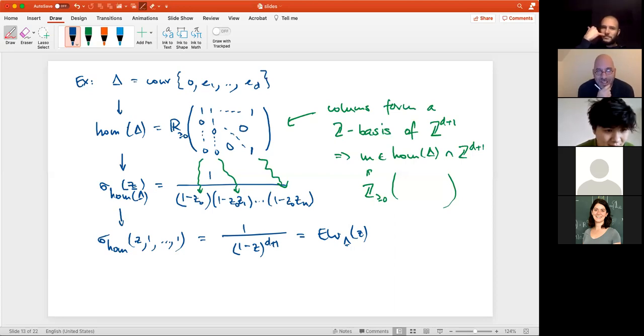Are there questions about this example? So is this specialization the analog of graded Hilbert series versus multi-graded Hilbert series? Did you say Hilbert series? Yeah.